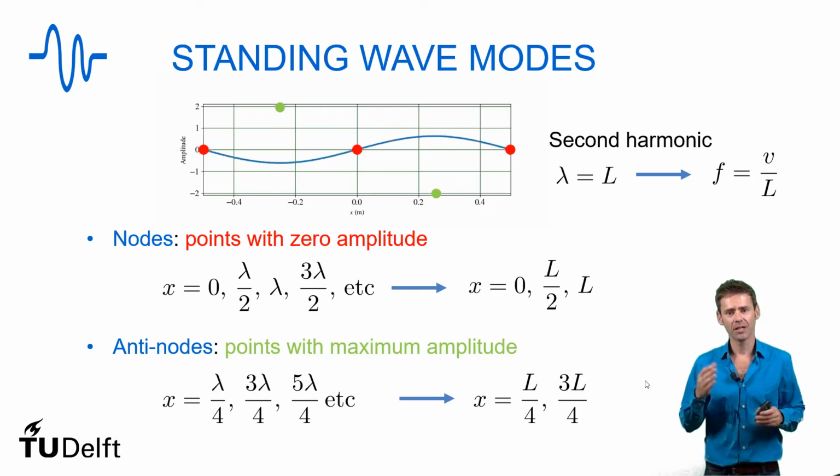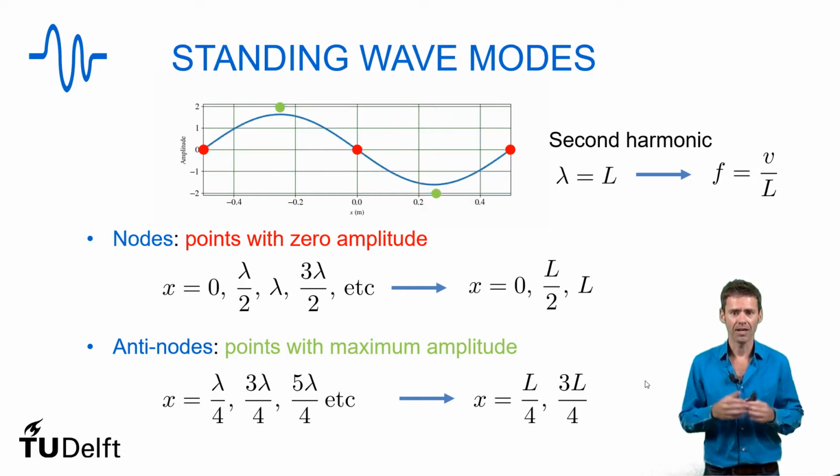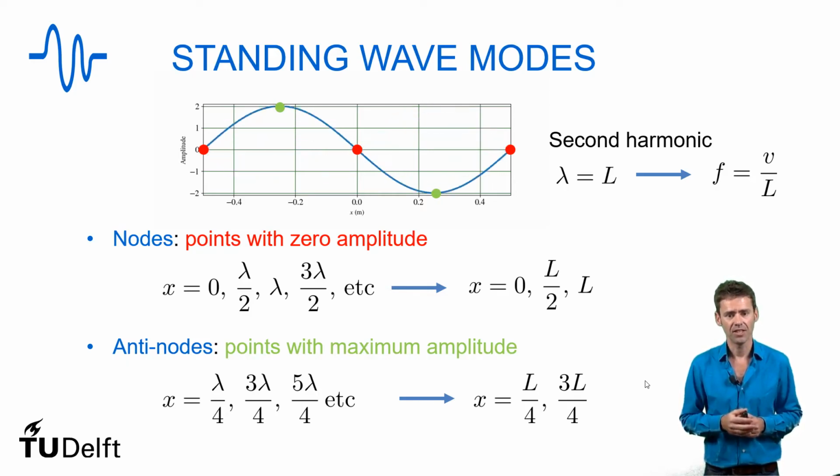Okay, let's look at an example of the second harmonic. There we can see that there are nodes. These are the points with zero amplitude, and they occur at x equal to 0, lambda over 2, lambda, 3 lambda over 2, etc. But now with lambda equal to L. So that means 0, which we can see indicated here in red, L over 2, which is right in the center, and at lambda, which is L, on the right-hand side.